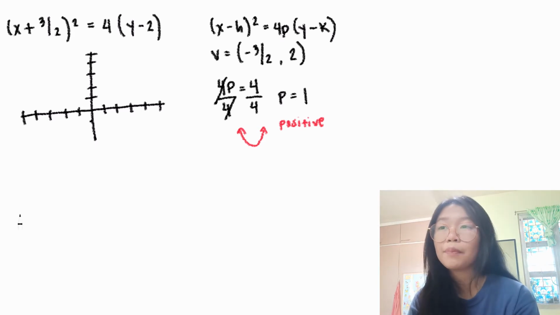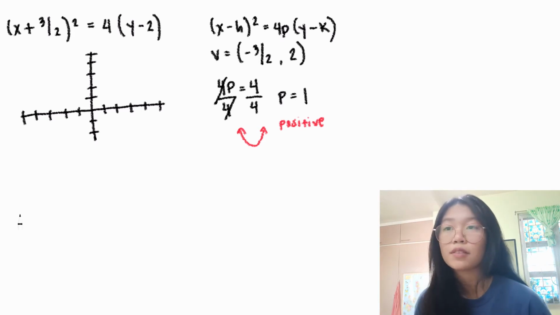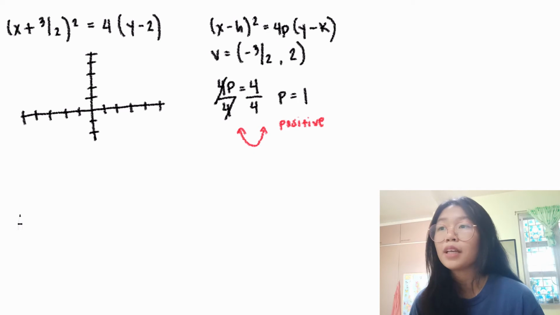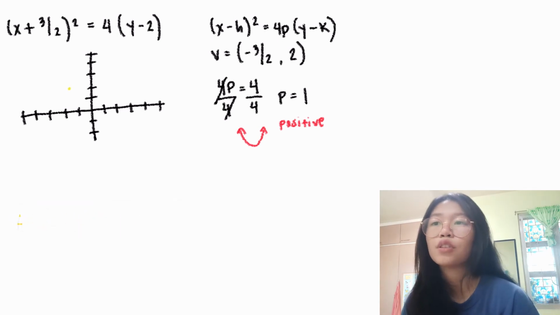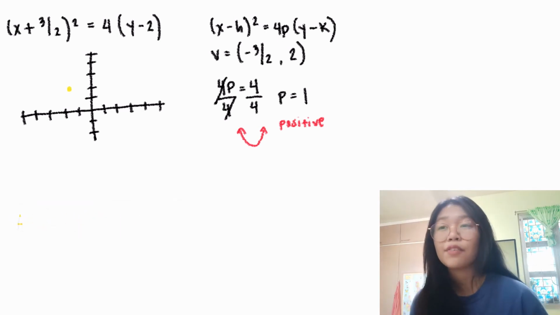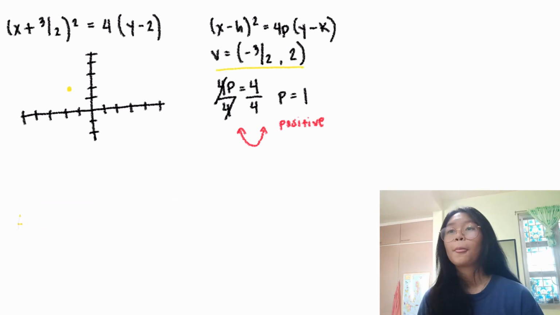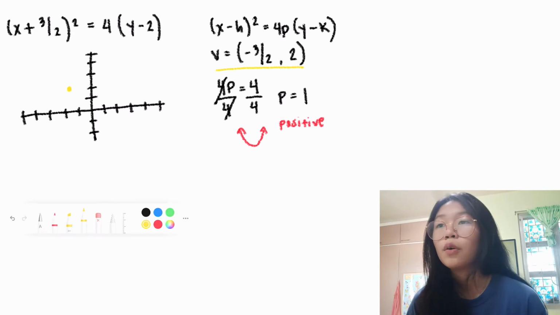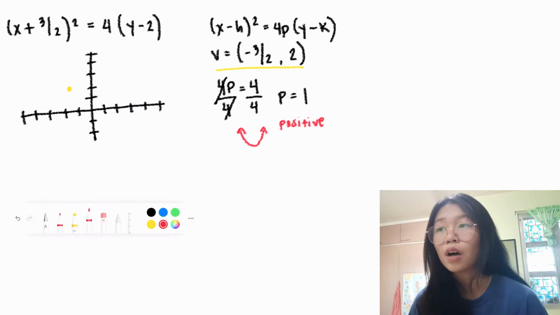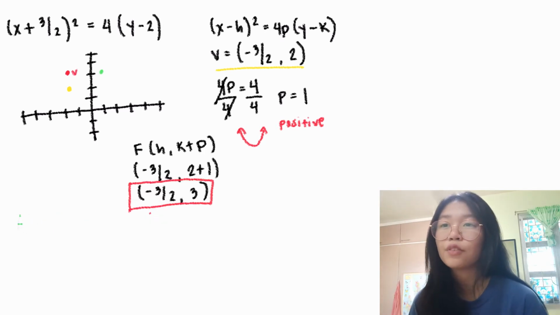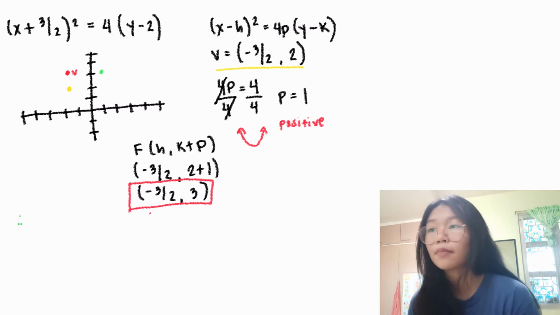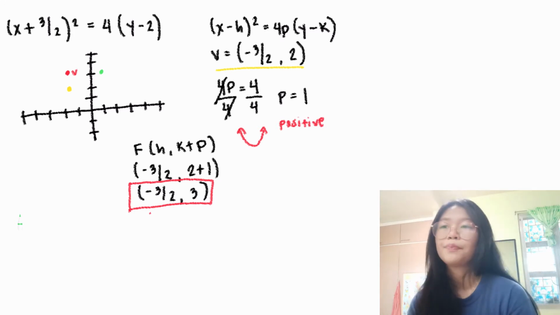h, k plus p will be used to find the focus. As a result, this will be negative 3 halves, 2 plus 1. Add 1 and 2 to get the focus. So it becomes negative 3 halves, 3. Now we have our vertex, which is negative 3 halves, 2. And the p value is up 1, which shows how far we have to go from our vertex. So that will be our focus.